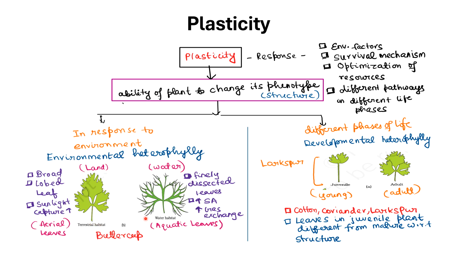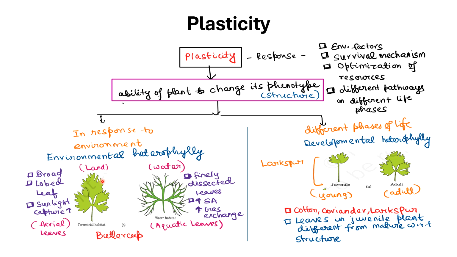Now buttercup, you can remember it with a cup which is used to drink water. So this buttercup will have two types of leaf, aerial or terrestrial leaf, and aquatic leaves. Now, the aquatic leaves of the buttercup which lie inside the water, they are finely dissected. Why? Because thin leaves increase the surface area and hence increase the gaseous exchange.